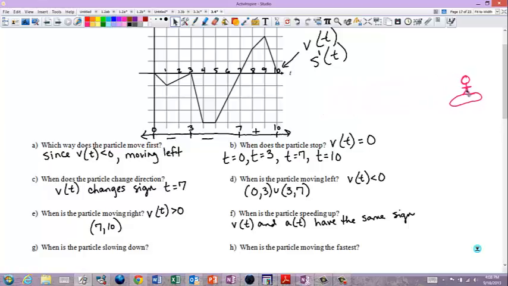When I let off the accelerator, I'm slowing down. When I let off the accelerator and I'm going forward, the acceleration is negative and my velocity is positive, so that means I'm slowing down. If I'm going backward, it doesn't really work with that. So just when they have the same sign.